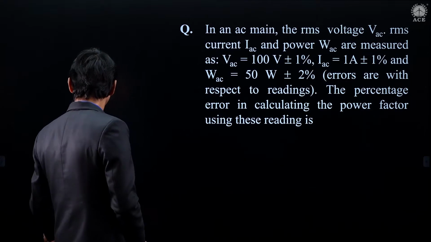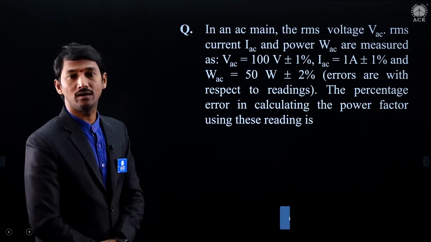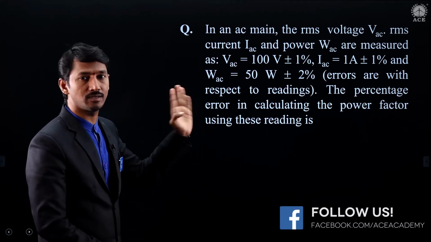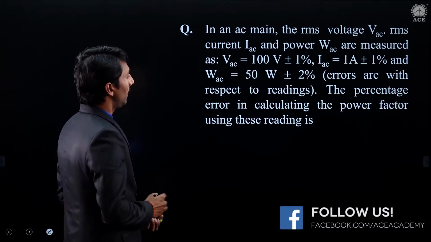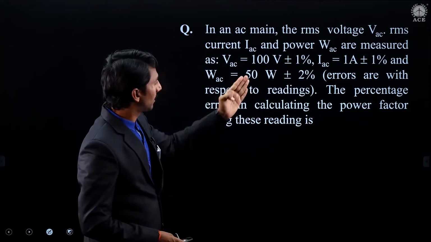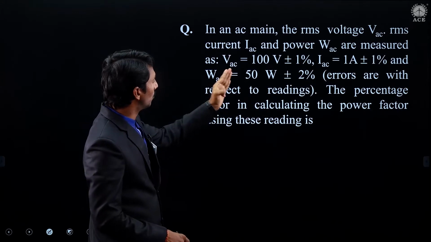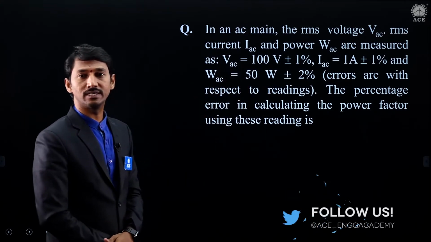So what has he given? VAC, IAC and WAC. Voltage, current and power are given. For voltage, a true value and the corresponding error. For current, a true value and percentage error. And for power also a true value and the corresponding percentage error.